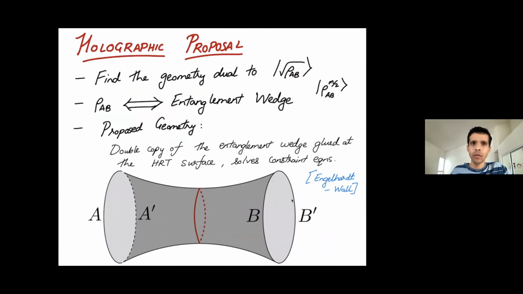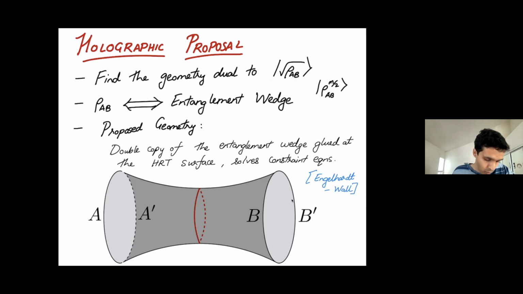Okay, so now let me just try to briefly motivate why you should believe this proposal. The idea is pretty simple. One would like to first consider this canonically purified state, square root of rho AB, and look at the geometry that's dual to this state. Once we can find such a plausible geometry, then the entropy is just computed by the Ryu-Takayanagi formula, so we can just use that. So what sort of geometry should be dual to this canonically purified state?